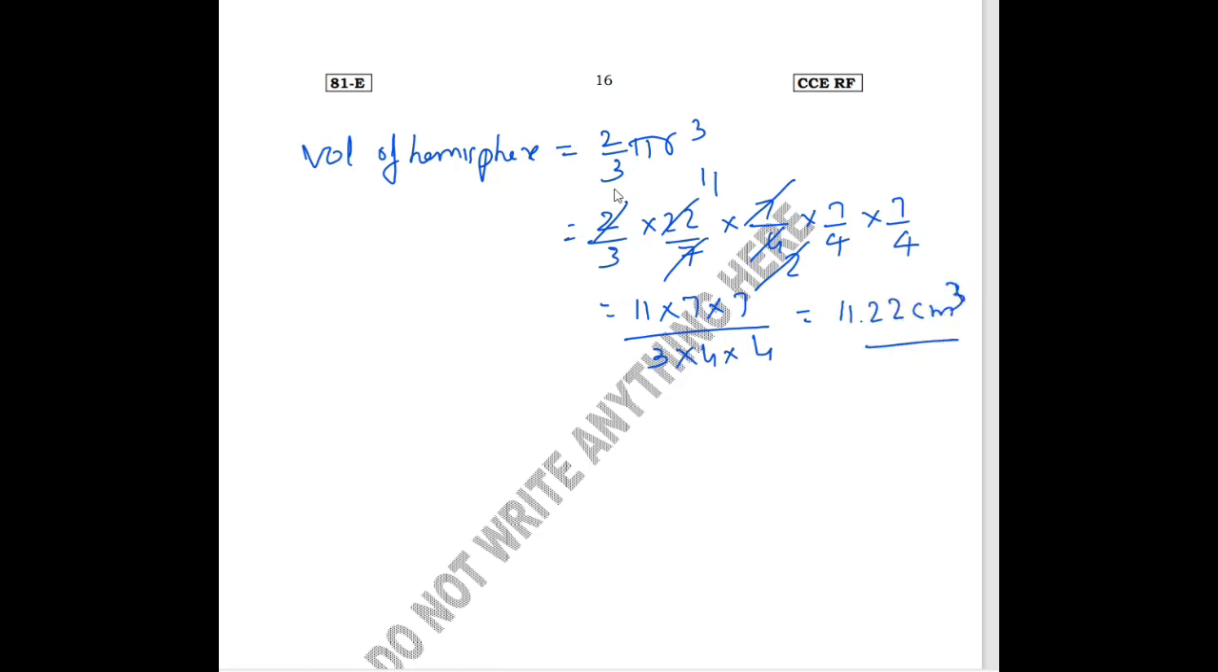I've already done it, not elaborating. Multiply 77 into 7, 7 7s are 49, 4 and 9 it is 13, so 539 on top, and below 3 fours are 12, 12 into 4 is 48. So now if you divide 539 by 48, you will get this answer.